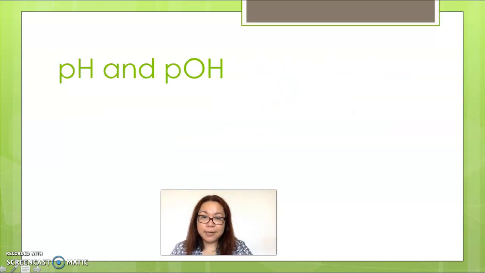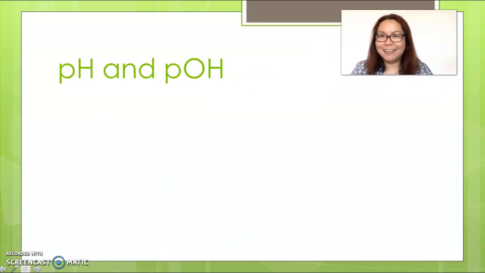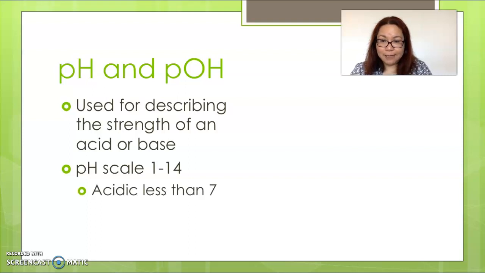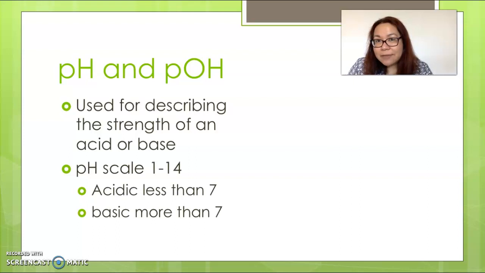Now, in this next part, you will learn how to calculate pH and pOH. From what you remember, pH measures how acidic or basic a compound is, to describe the strength of an acid or a base. The pH scale is from 1 through 14. Anything less than 7 is acidic, anything more than 7 is basic, and around 7 is neutral.